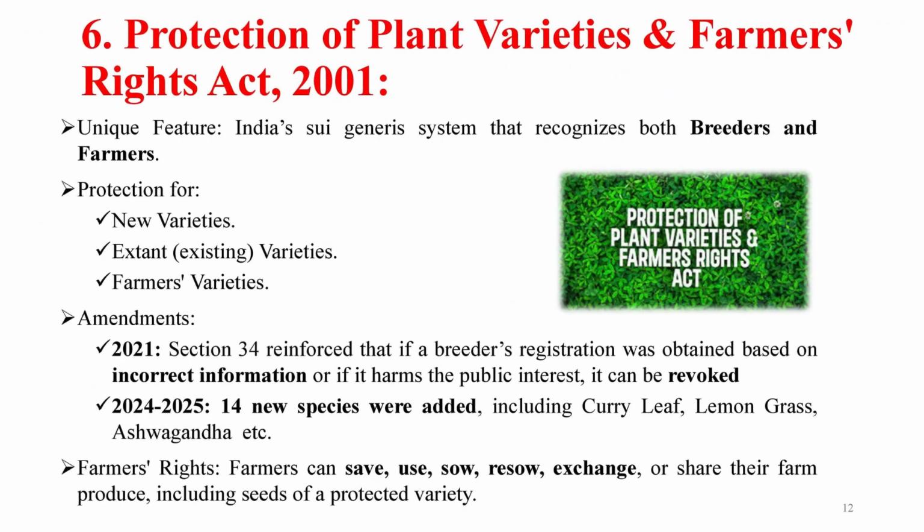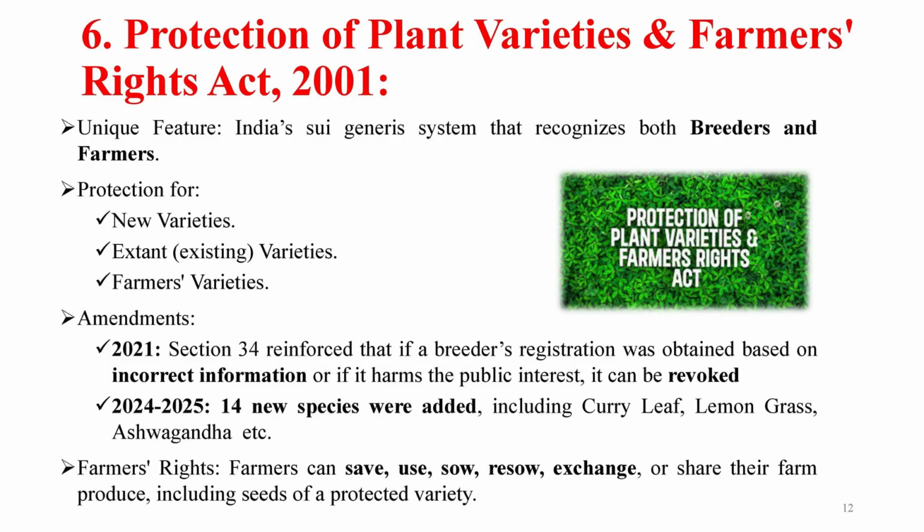Let's continue with 6. Protection of Plant Varieties and Farmers' Rights Act, 2001. Unique feature: India's sui generis system that recognizes both breeders and farmers. Let's look at protection for new varieties, existing varieties, and farmers' varieties.